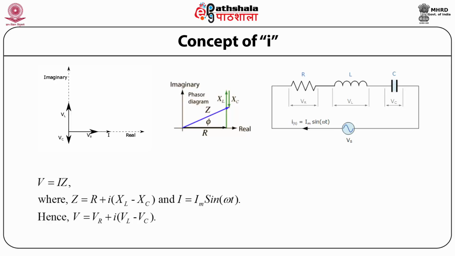On the right corner, you are seeing a circuit which has an R, which is the resistance, and there is an L, which indicates inductance.